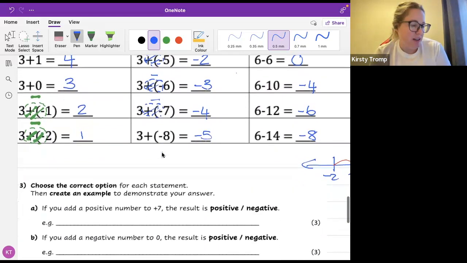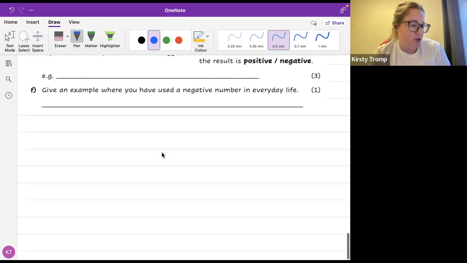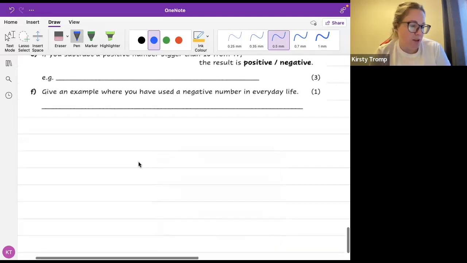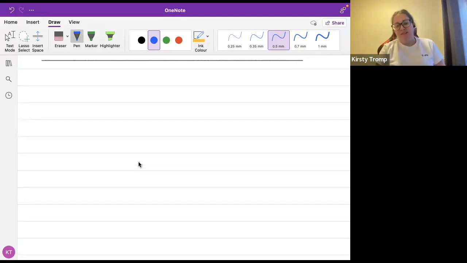So let's give an example. Do you know an example or do you want to think of an example? I mean, you can think of an example. Can I think of an example? You're so kind, hey? Thanks.